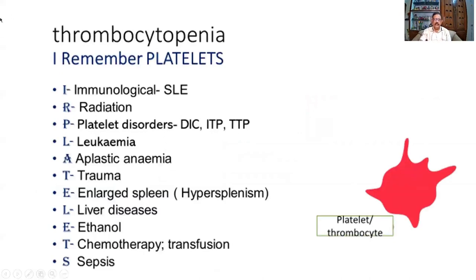Please recall the mnemonic on thrombocytopenia. I remember platelets. I for immunological, R for radiation, P platelet disorders such as DIC, ITP, TTP. L for leukemia, A for aplastic anemia, T for trauma, E for enlarged spleen, hypersplenism, L for liver disorders, E for ethanol, T for transfusion or therapy such as chemotherapy, S for sepsis.